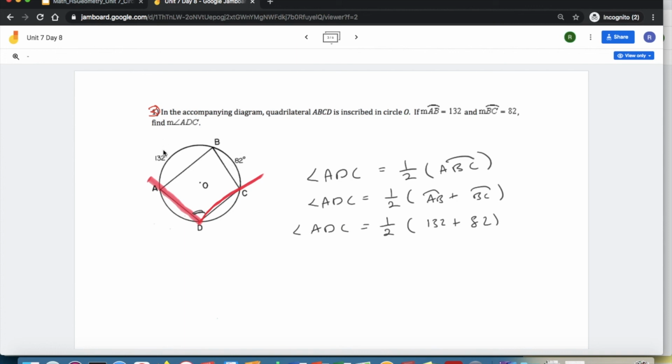If we do our calculations here, 132 plus 82 gives us 214. And we're going to say that angle ADC is equal to 1/2 of 214. If we take half of 214, we get 107 degrees. And there is our 107 degrees for our inscribed angle ADC.